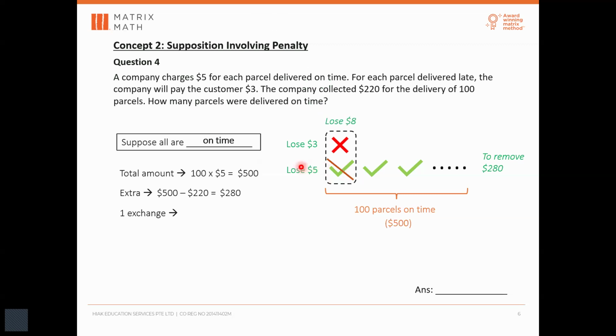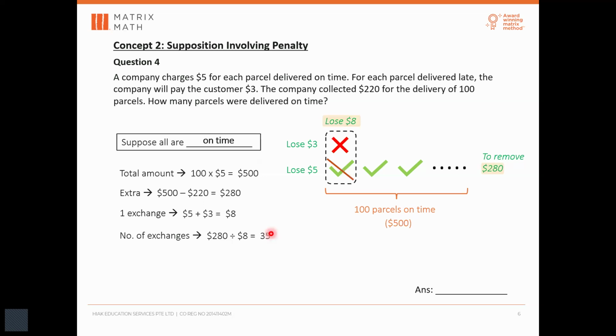So this will be a plus. 5 plus 3, $8. Then from here, the next thing you need to do: how many times must you do this? The extra I want to remove is $280. Every exchange, I lose $8. So the number of times is 280 divided by 8, which is 35.